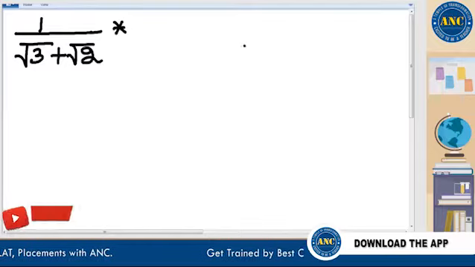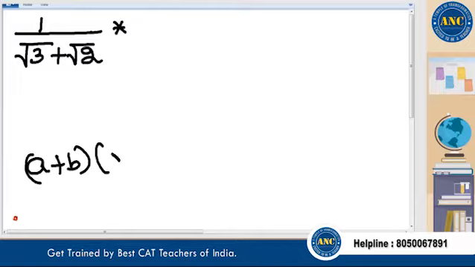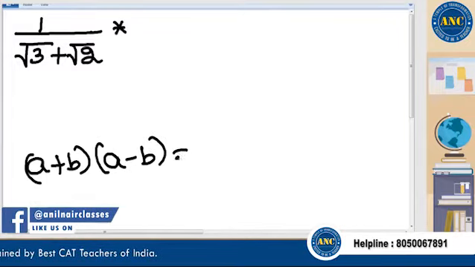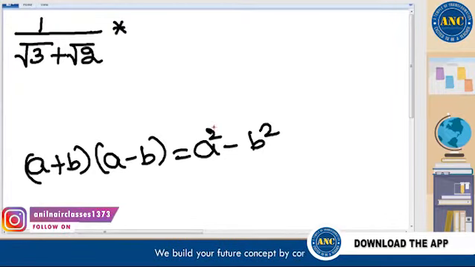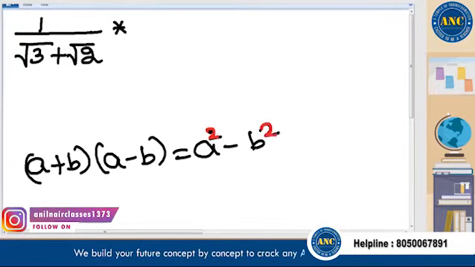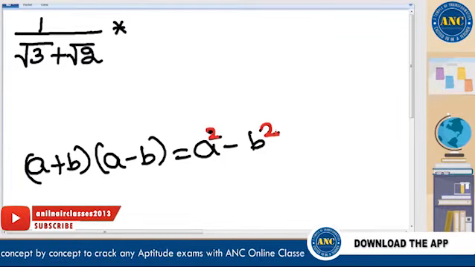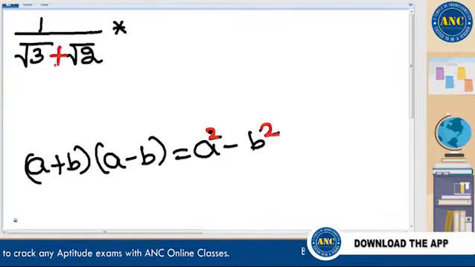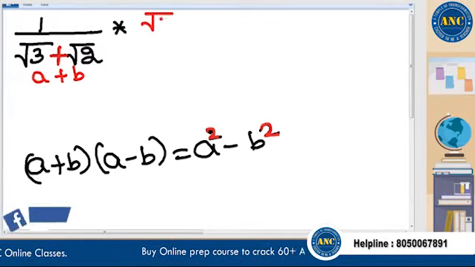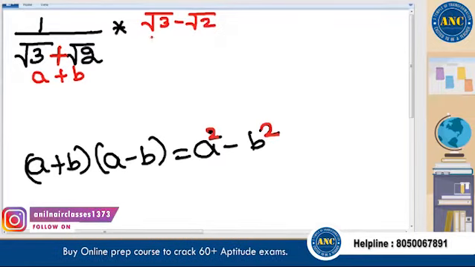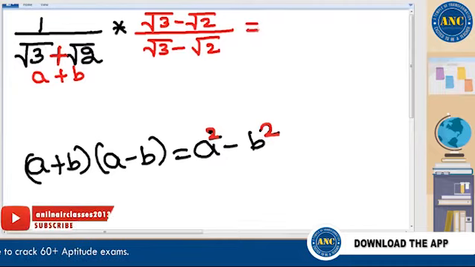So for that matter, I told you that if it is a plus b, the other term should be a minus b, so that it becomes a square minus b square, and square means the square root will get cancelled. I have root 3 plus root 2, that means a plus b in the denominator. I want a minus b, so multiply by root 3 minus root 2 in the denominator.